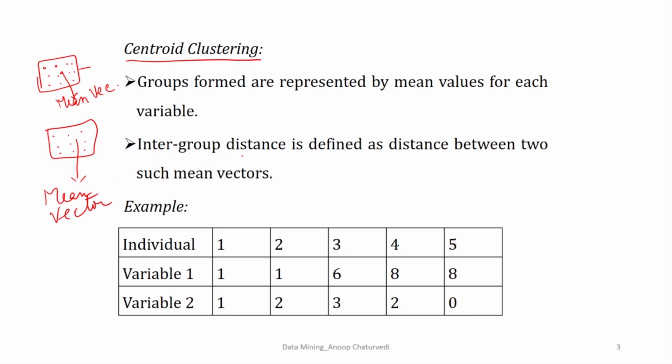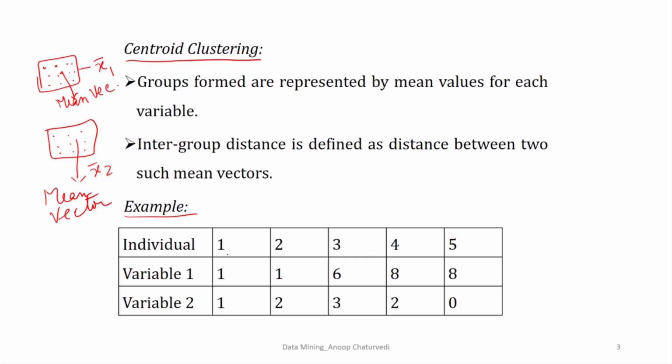Then intergroup distance is defined as the distance between two such mean vectors. So, suppose the mean vector for this group is x bar 1 and the mean vector for this group is x bar 2. Then the distance between these two groups or these two clusters is actually the distance between their mean vectors, that is the distance between x1 bar and x2 bar. We consider this simple example.